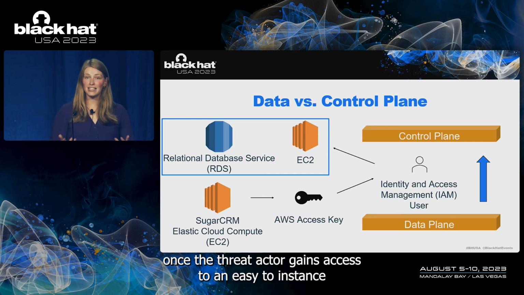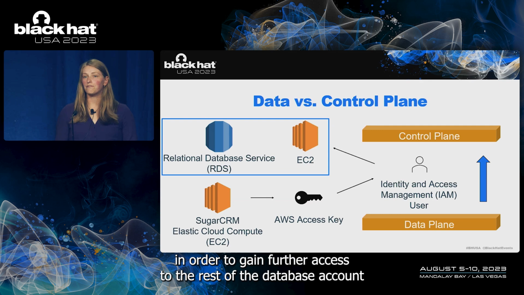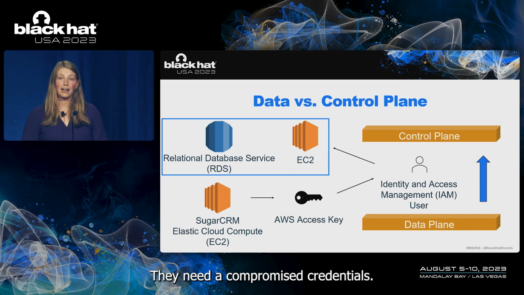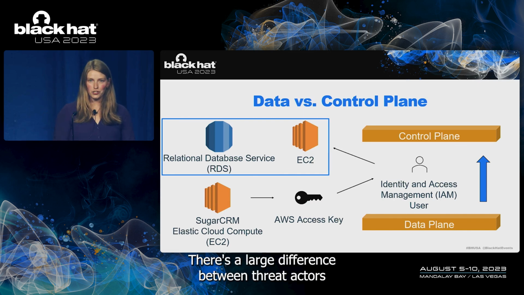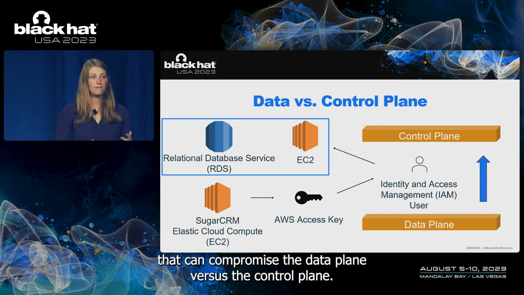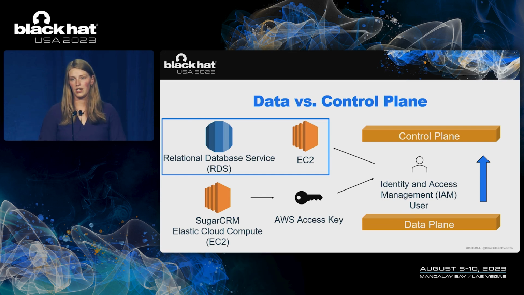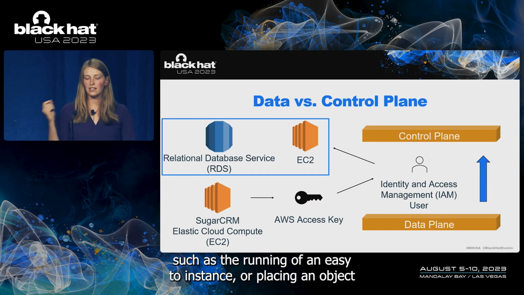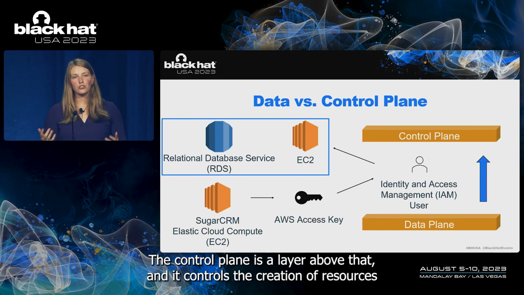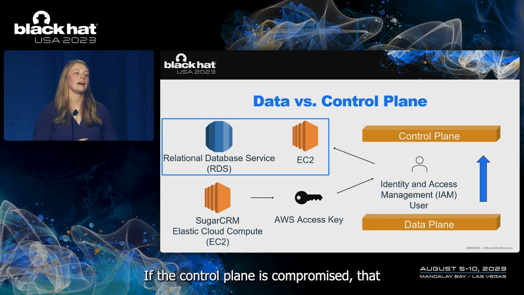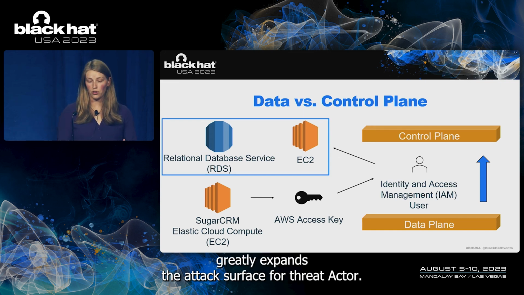Once a threat actor gains access to an EC2 instance, in order to gain further access to the rest of the AWS account and move laterally to the control plane, they need to compromise credentials. There's a large difference between threat actors that can compromise the data plane versus the control plane. You can think of the data plane as providing the core components of a service, such as the running of an EC2 instance or placing an object in an S3 bucket. The control plane is a layer above that, and it controls the creation of resources as well as provides the APIs used to interact with the various services. If the control plane is compromised, that greatly expands the attack surface for a threat actor.